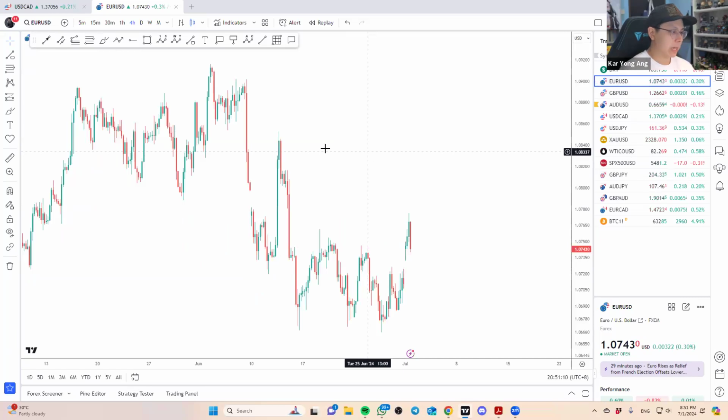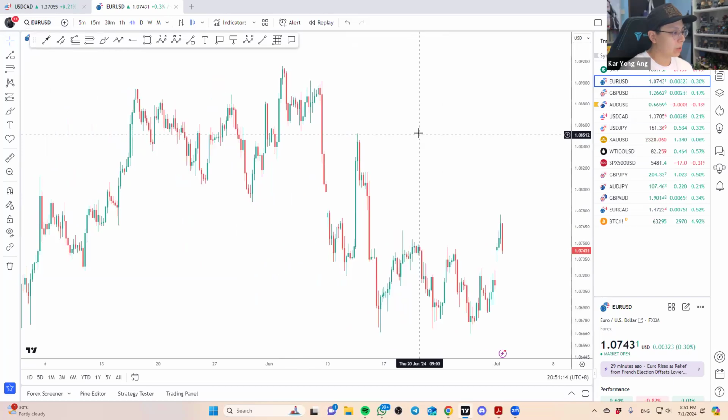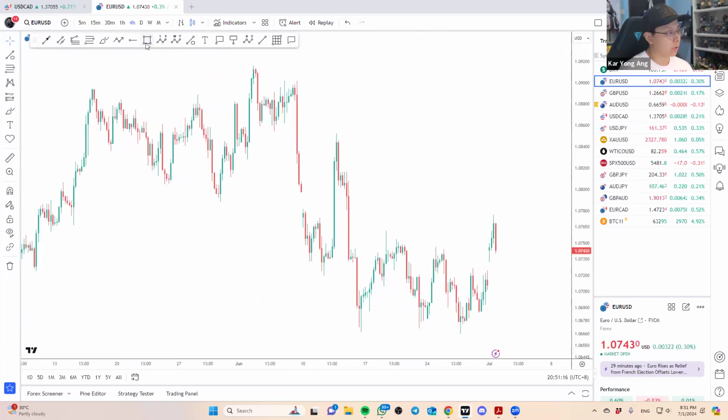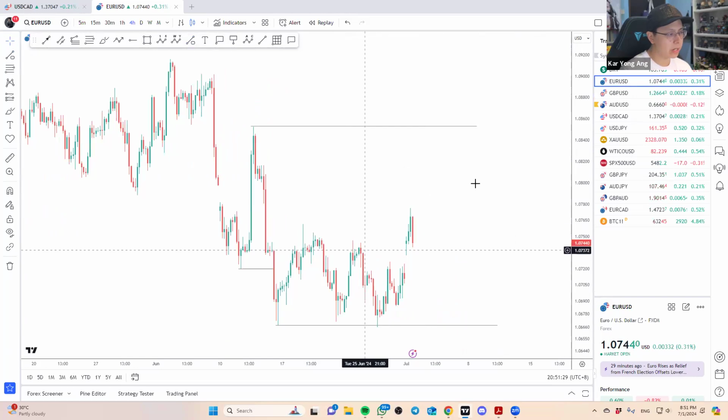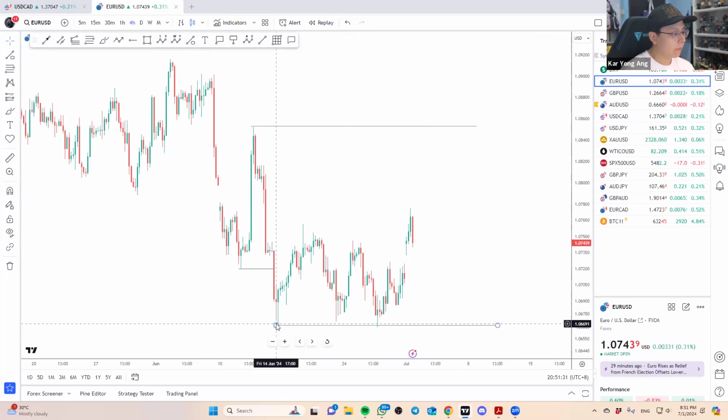Okay. So like, for example, this is H4 in Euro Dollar. On the H4 time frame, what do you have? You have this break of structure. You have this as a swing high. Right? And then of course, we have obvious weak lows here, right? The market has pulled back 50%. So these are obviously weak lows, right?